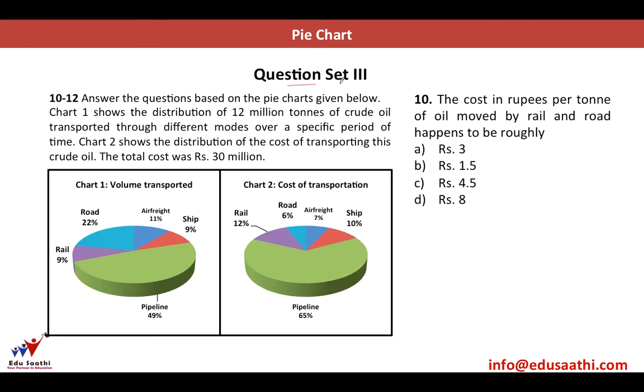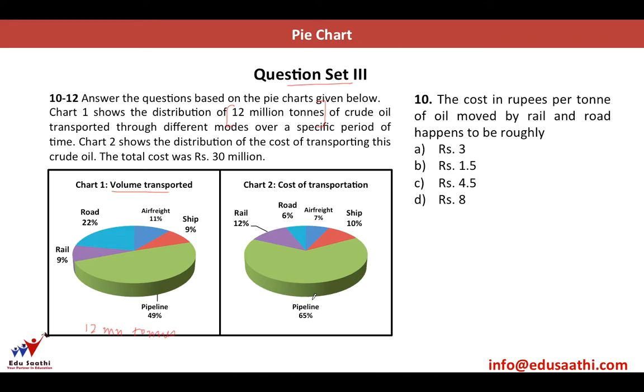Let's look at the set 3 in pie charts. Answer the questions based on the pie charts given below. Chart 1 shows the distribution of 12 million tons of crude oil transported through different modes over a specific period of time. So this chart here represents the volume transported. The total volume being transported is 12 million tons.